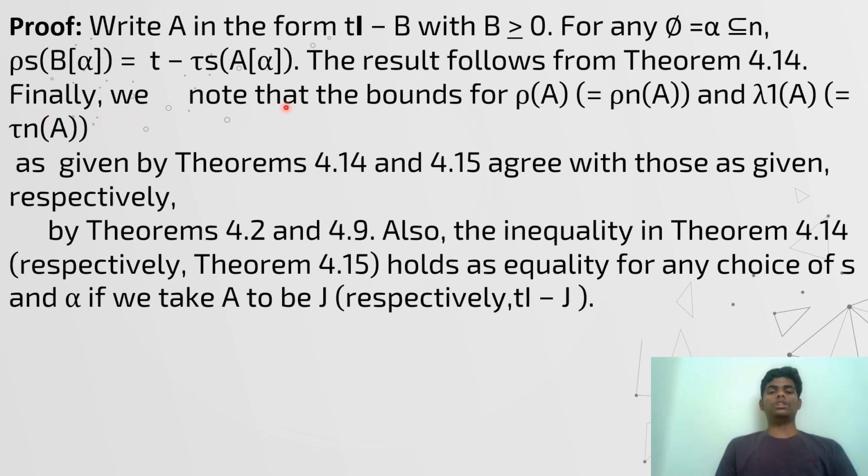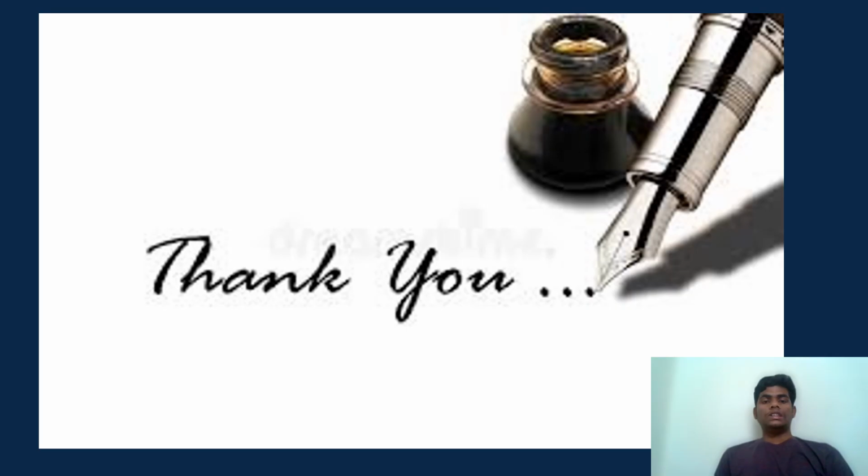Finally, we know that the bounds for ρ(A) equal to ρ_n(A), and λ1(A) equal to τ_n(A), as given by Theorems 4.14 and 4.15, agree with those given respectively by Theorems 4.2 and 4.9. Also, the inequality in Theorem 4.14 holds as an equality for any choice of s and α if we take A to be J.